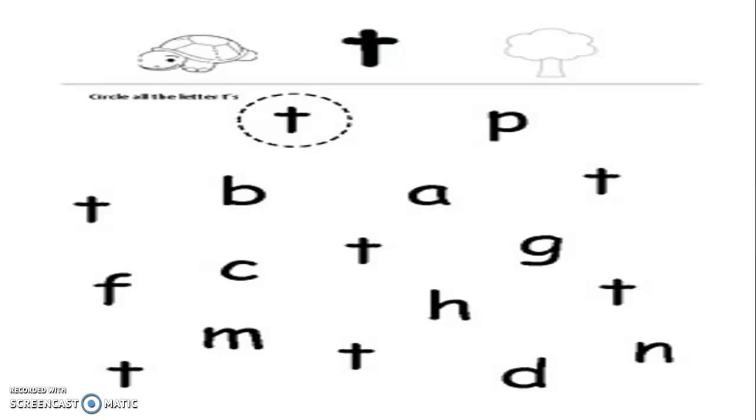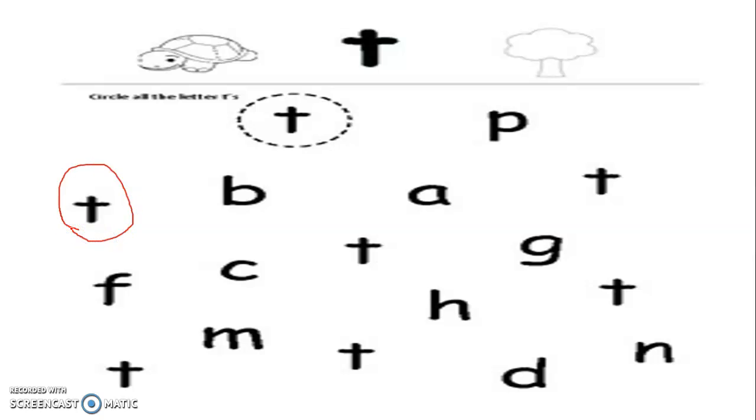Now let's see what we have to do right here. Here, we have to find the lowercase t. Can you do that? Let's do it together. Here we go. Is this letter T? No. Is this letter T? Yes. Let's make a circle.